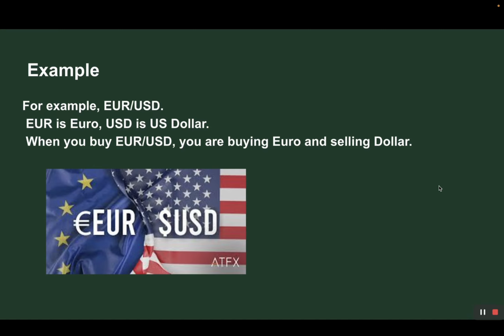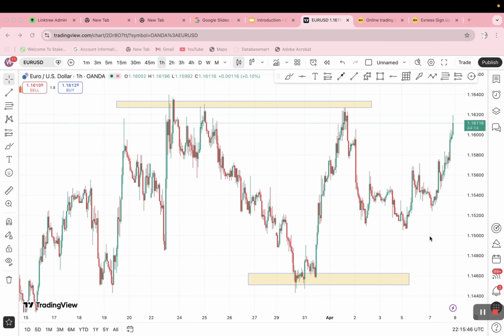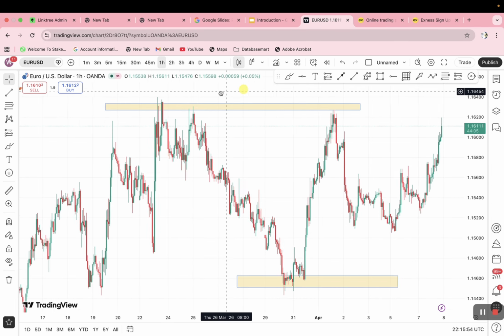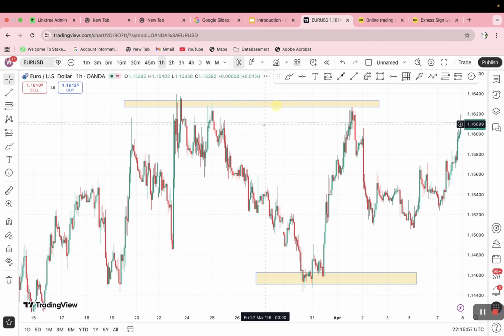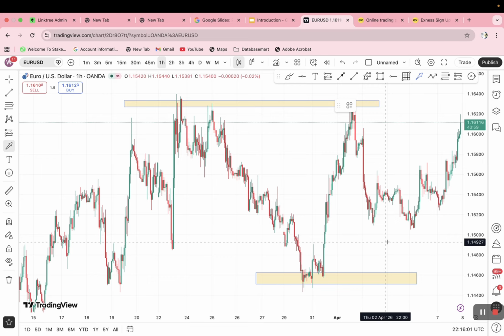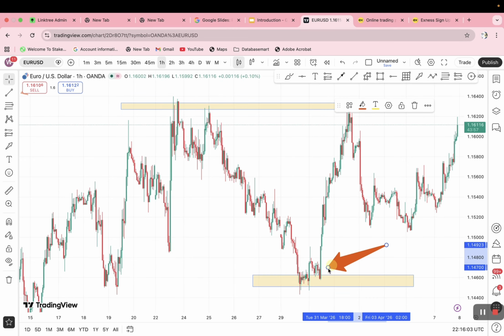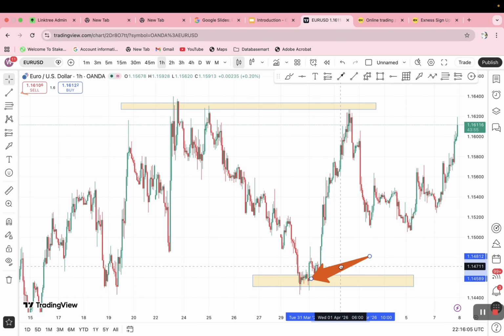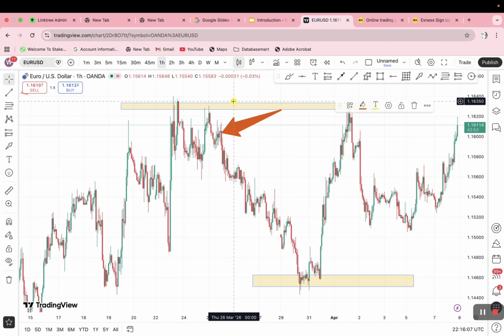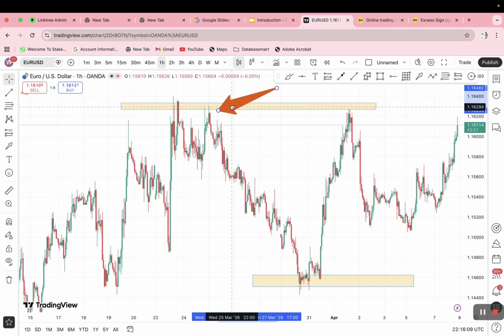Let me give a lot of examples on the chart right now. So you can see what I'm trying to tell you. You can see this is a high. Let me give you a few scenarios. Here is the lower price. Here is the higher price.